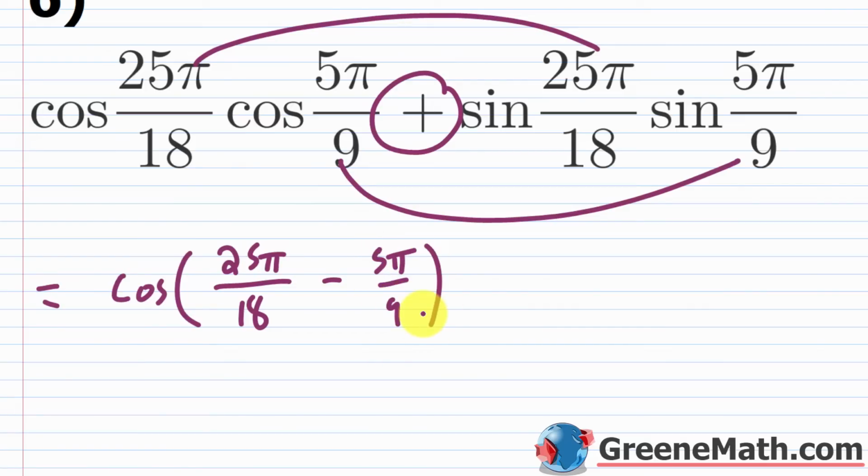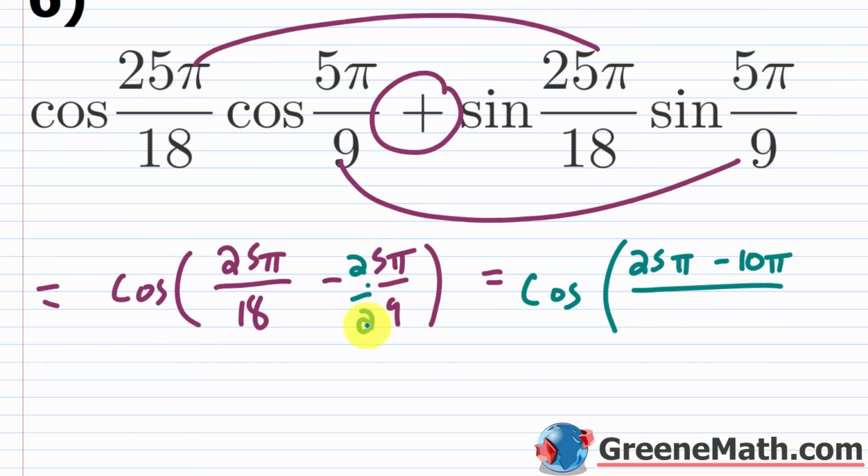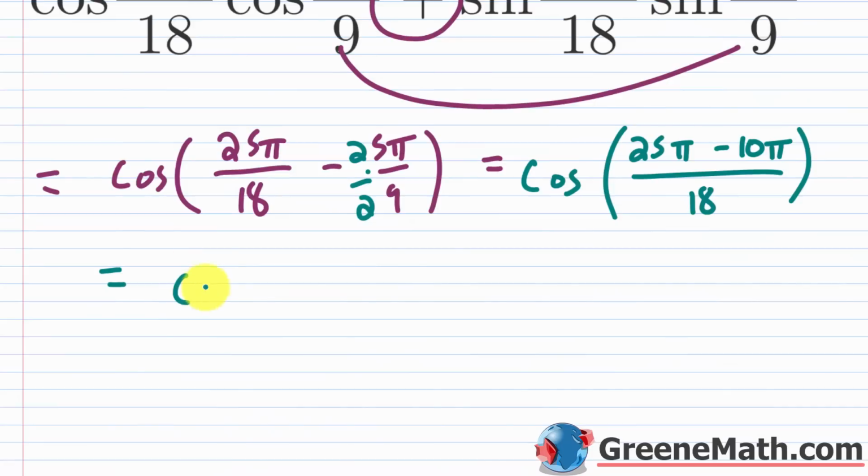So again, you're just going in reverse. So for this one, again, I have an 18 here and a 9 here. Let me just say this is times 2 over 2, so I can get a common denominator. So I'll say this is the cosine of 25 pi, and then minus 2 times 5 would be 10 pi, over the common denominator now would be 18. So we'll say this is equal to the cosine of 25 minus 10 is 15, so this would be 15 pi over 18. And we have a common factor of 3 between numerator and denominator.